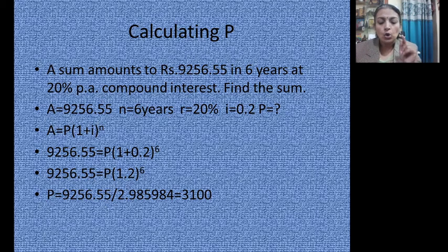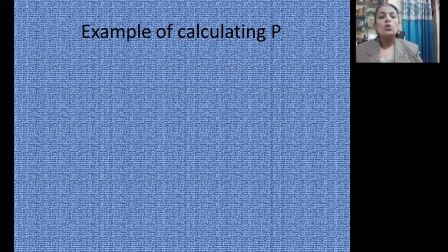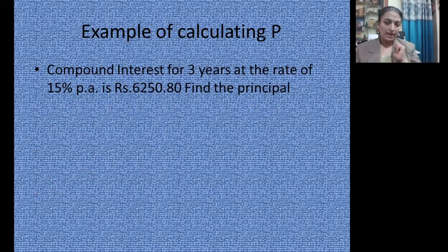What is this? 2.985984. Then if you divide 9256.55 by 2.985984, you will get 3100. What is this? This is P or principal. So we have calculated the P. Come, let us watch one more problem.